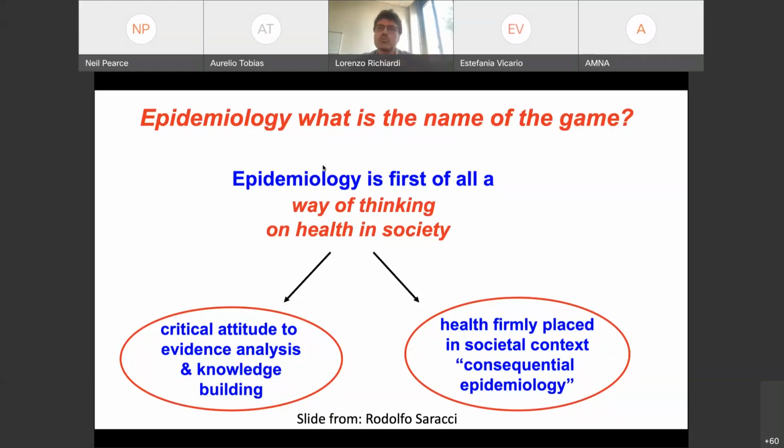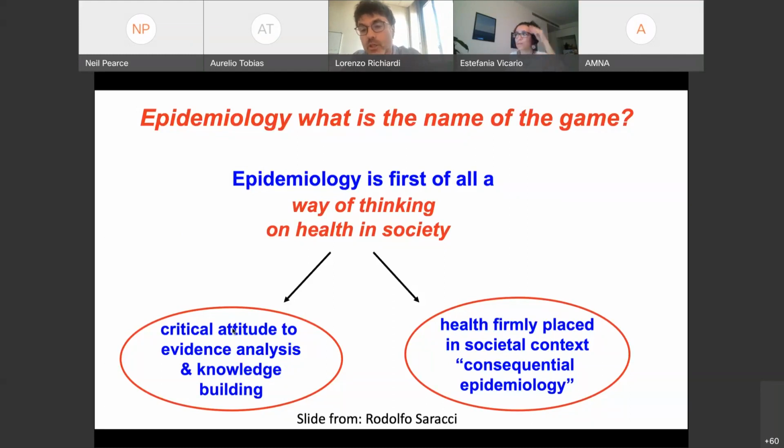And this has two implications. The first element is that with epidemiology, we have a critical attitude to evidence analysis and knowledge building. So it's really about the methods and approach that we use to build the knowledge about health in populations.